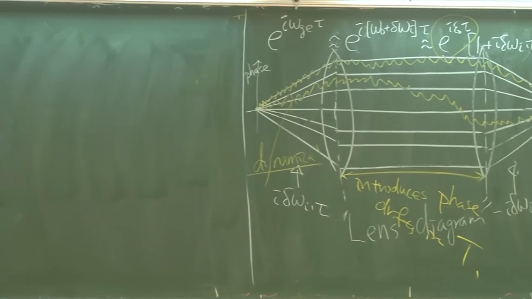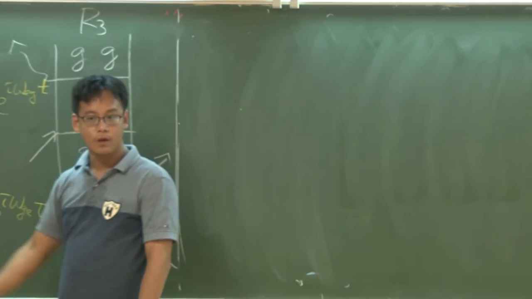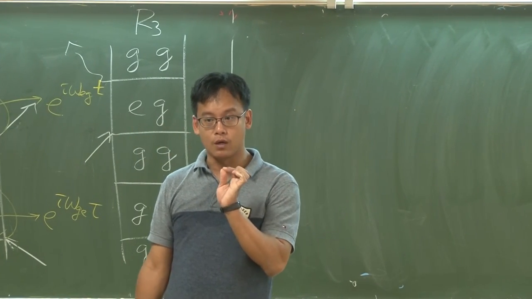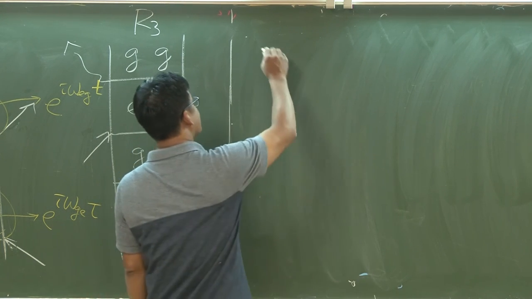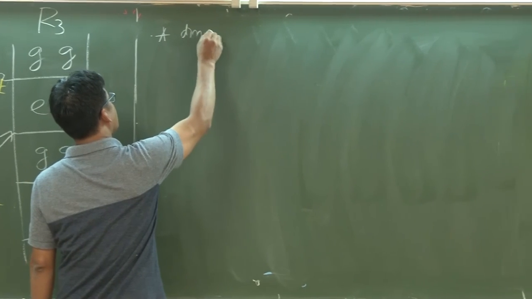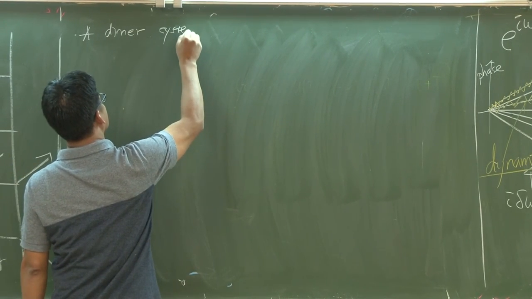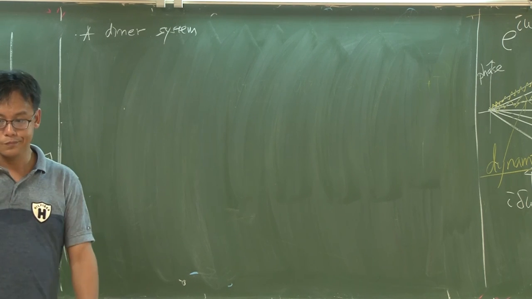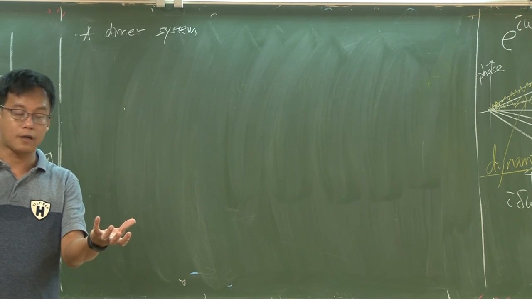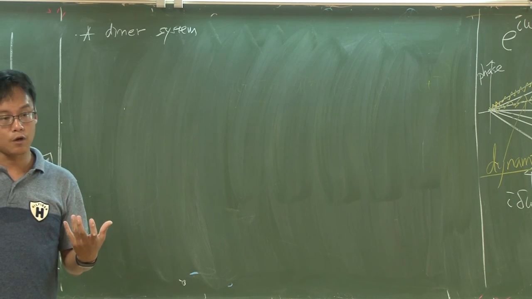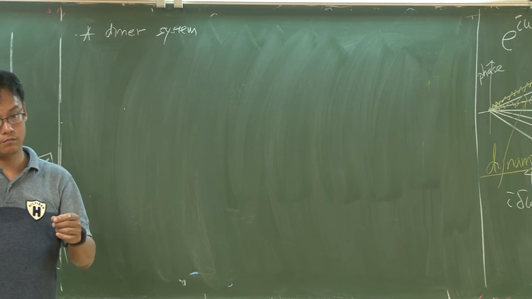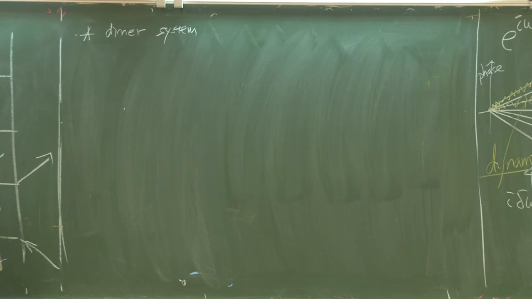Now, this is a two-level system, one ground state and one excited state. What if we have multiple excited states? If we have a dimer system, you have two molecules. Each molecule can be excited. Their excitation energy could be the same or different. I will call one molecule one and the other two, just like when we use the Frenkel exciton model in describing excitation energy transfer problems.